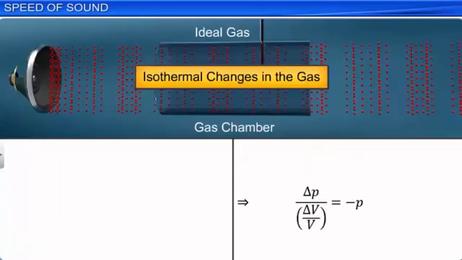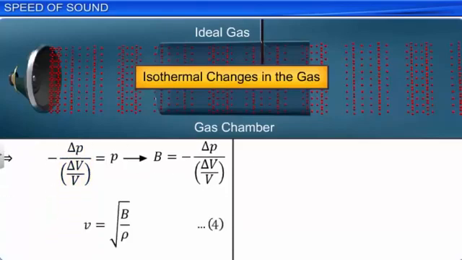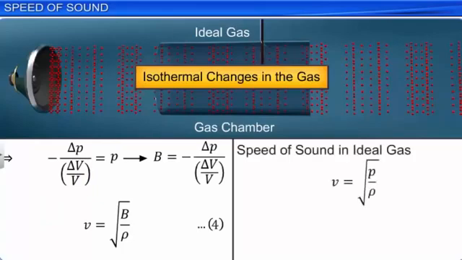Substituting this in the equation for the velocity of sound in air, V is equal to root P by rho. Let this be equation 6. Thus, the speed of a sound wave in an ideal gas is denoted by equation 6. As this equation was given by Newton, it is called Newton's formula.